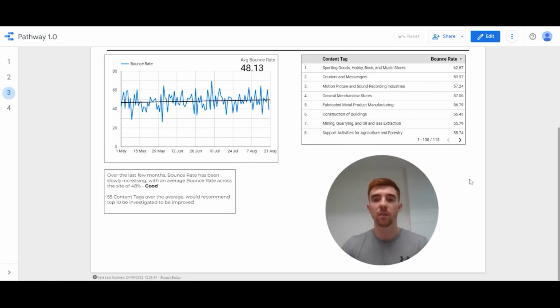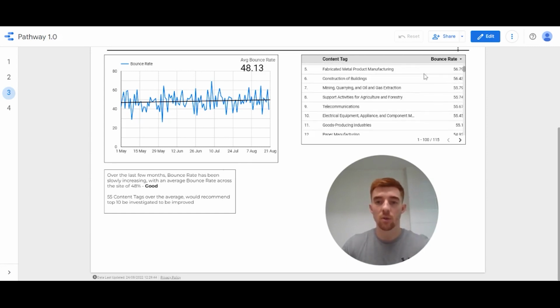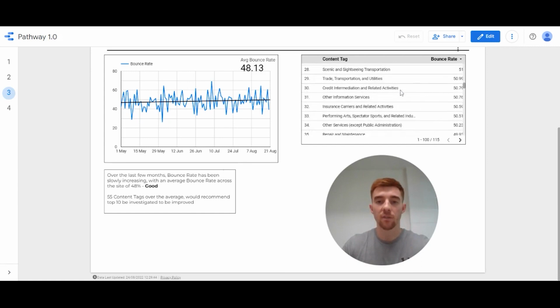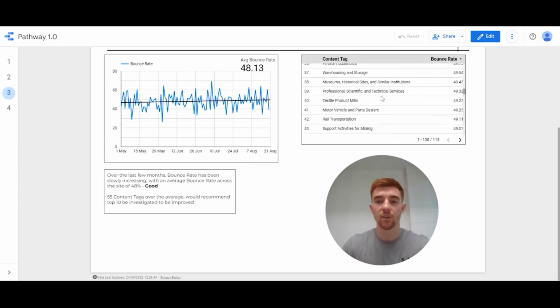On the right-hand side, over the same time period, I've broken down all the content tags and their relative bounce rate on average across the same time period and ordered it in decreasing value. So the highest one here, 62%, is still within that 50-70% that's quite good, but compared to the rest of the site and the average for the whole site, it's not that great. So if we have a look down here, we can just scroll down. You can see there's 115 in total, and about 55 content tags that are over the average.